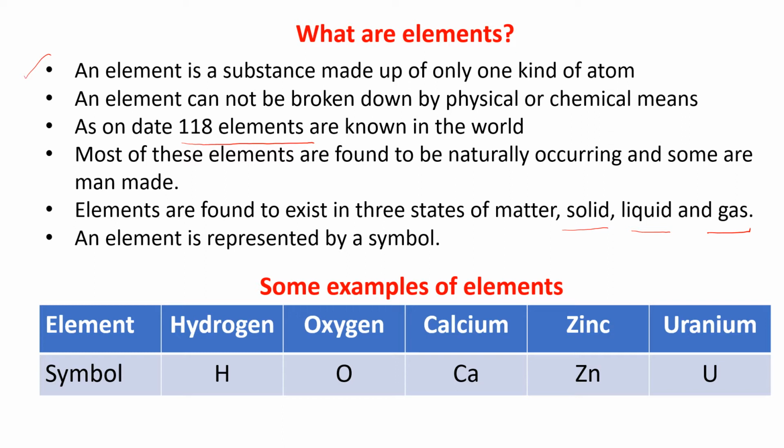Now some examples of elements are given here with the symbol. See, hydrogen is the element, the symbol is H. Oxygen is represented by O. Calcium, the symbol is Ca. Zinc, the symbol is Zn. Uranium, the symbol is U.